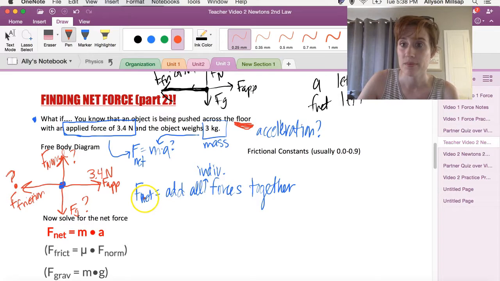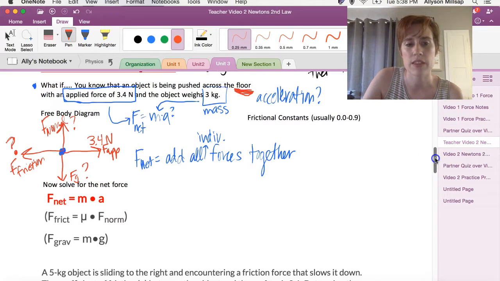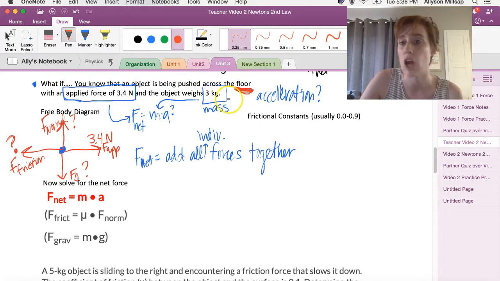Well, you have to figure them out. So that's what I'm going to teach you. I'm going to teach you how to find these individual forces. Really all you need to find these individual forces is the mass of the object. Okay, mass is really important. The applied force is probably going to be given to you in a problem, but it's not always given to you. If it's not, you could always end up solving for it if you know your net force.